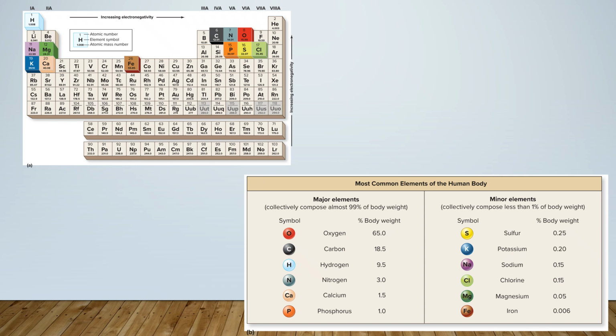In the body, there are major elements that make up 99% of body weight, minor elements that are less than 1%, and trace elements that are less than 0.01%. The 12 elements found in the body above trace levels include major elements of oxygen, carbon, hydrogen, nitrogen, calcium, and phosphorus, and minor elements, sulfur, potassium, sodium, chloride, and magnesium, and iron.